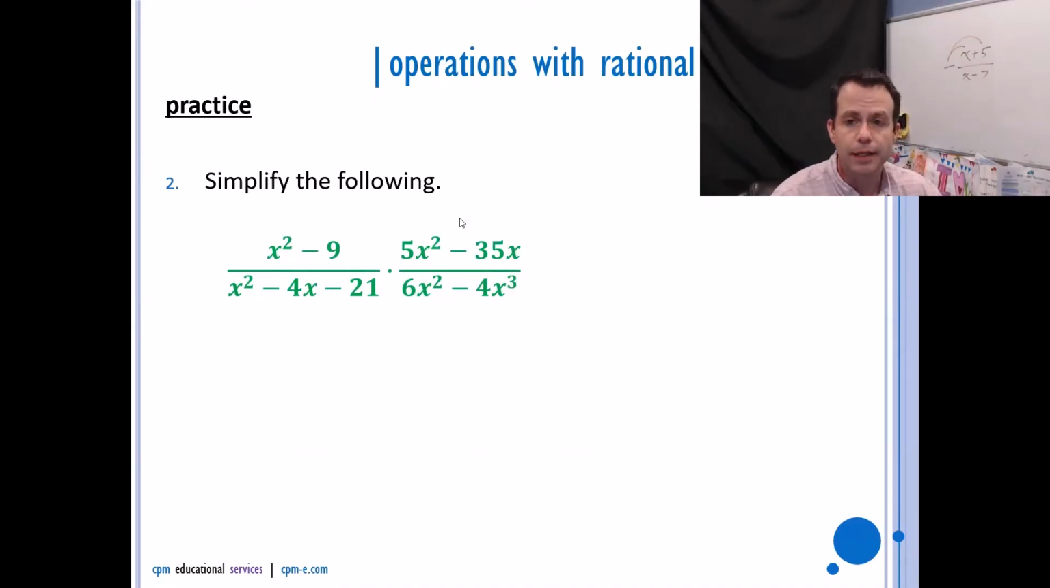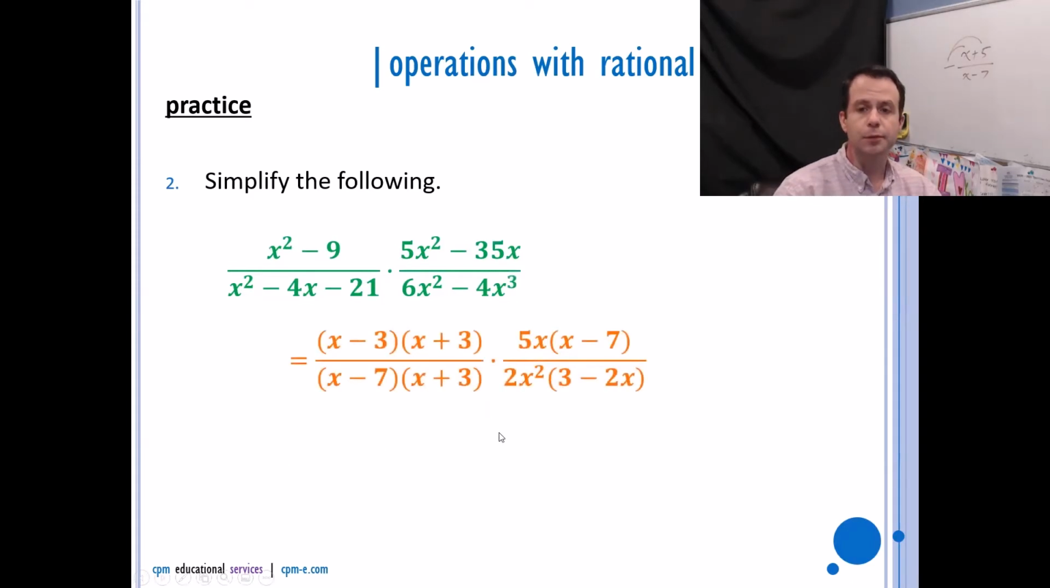Up here, we're gonna take out a 5x, and that's going to leave us with x minus 7. And then on the bottom corner there, we can take out a 2x squared, and that's going to leave us with 3 minus 2x. Okay, that was step 1.